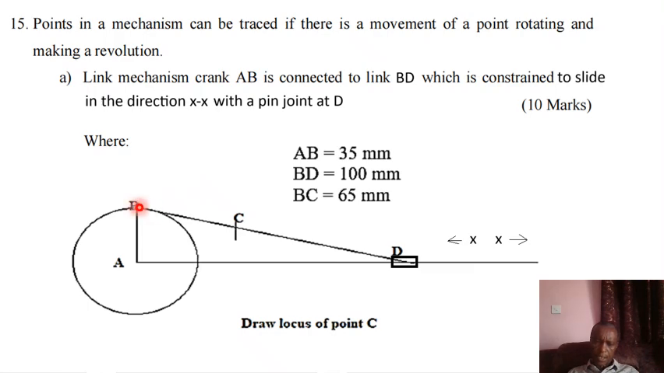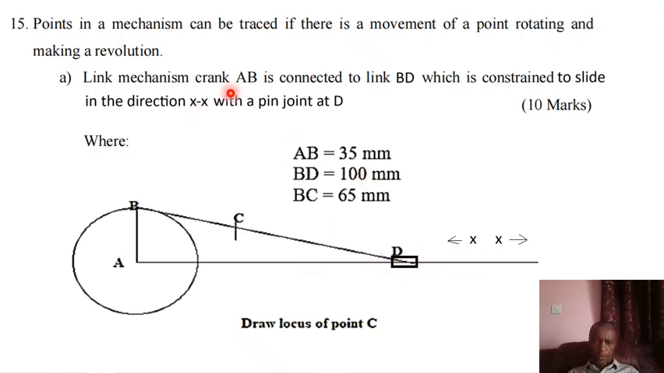Now we can see that this is B and this is D. So we know that this is the link. It has a midpoint here, and this midpoint is located BC. So BC is 65, right? And then which is constrained to slide in the direction. So now the correction is here. It is constrained to slide in the direction XX. The direction X on this side and direction X on this side. So this D can only move along this line like that.